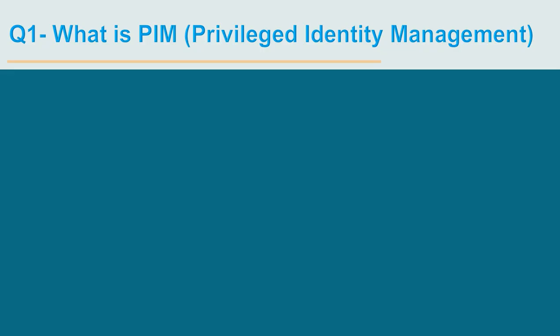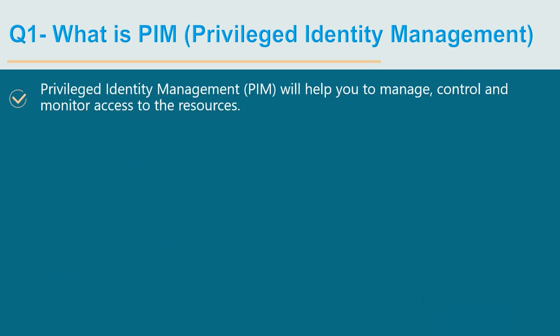So question 1 is, what is PIM, Privileged Identity Management? PIM will help you to manage, control, and monitor access to resources. PIM was basically introduced to control admin rights. If you want to assign admin rights, you cannot assign permanent admin rights to the user, and you can limit your admin rights to certain hours. PIM will help you to do that.